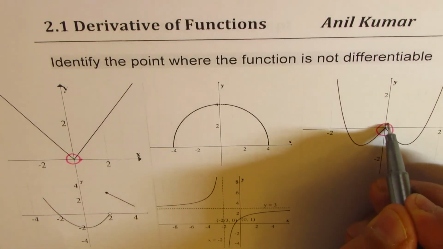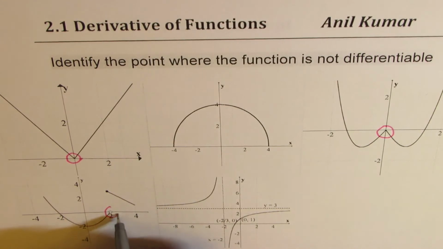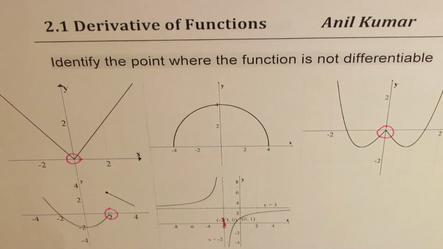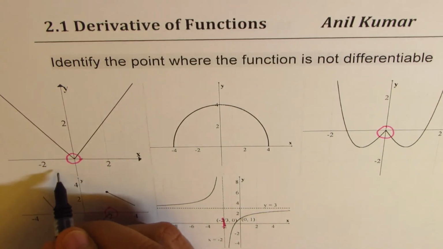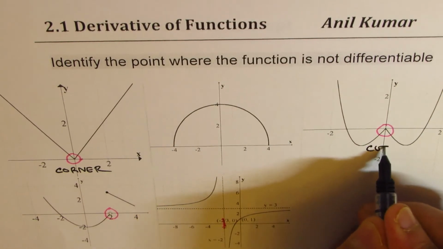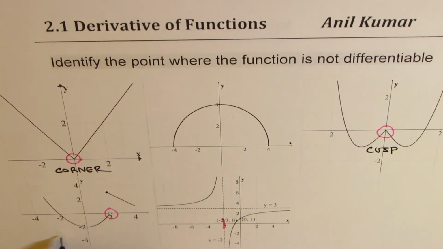Here this again is a cusp, not differentiable. Here a discontinuity. Here again a discontinuity, right? So those ones are very clear. So this is a corner, right? Here we have a cusp, correct? Here we have a discontinuity.